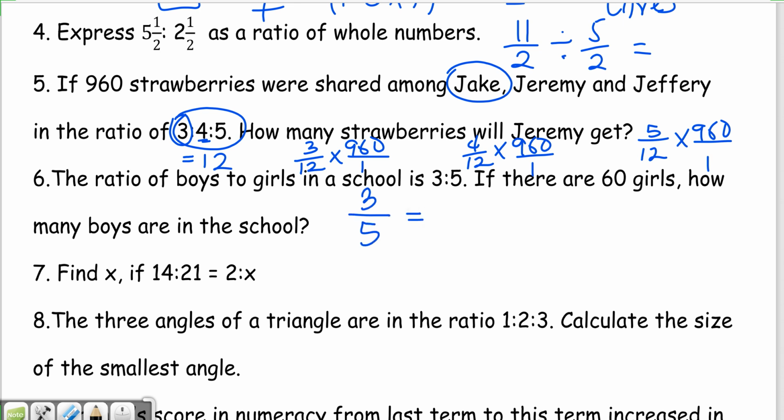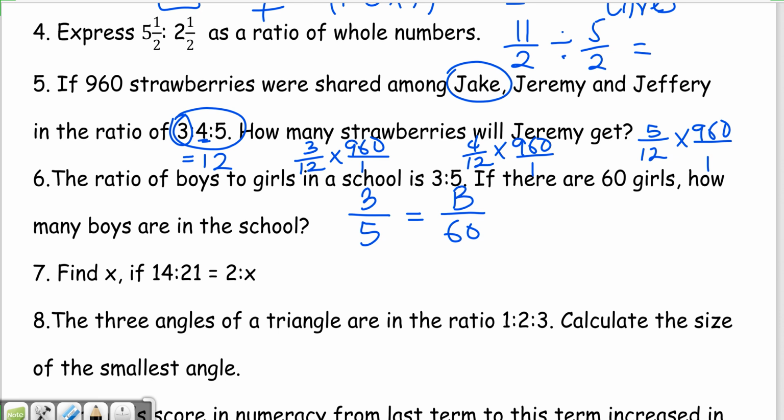Now, in the school, you have 60 girls. So how many boys do we have? We can do this in two ways. You can either cross multiply to get the answer, or you just use equivalent fractions.